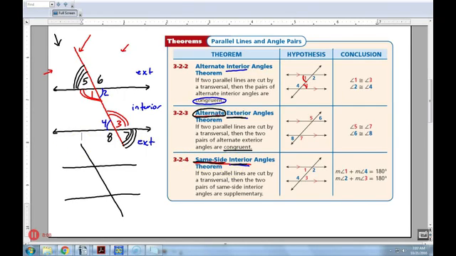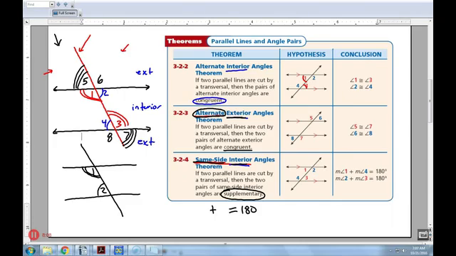So same side insides would be like angle 1 and, let's say, angle 2 in this drawing. Now I can just see that angle 2 is an acute angle. It's less than 90 degrees. Angle 1 is obtuse. It's larger than 90 degrees. So same side interior angles are not congruent. They are actually supplementary, or they equal 180 when you add them up. So that's the one that's different.